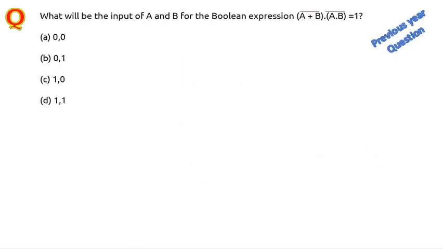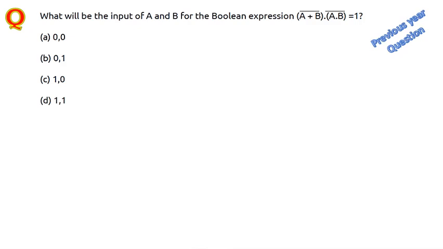The first question here is: what will be the input A and B of the Boolean expression. They have given the Boolean expression. These questions have already been asked in previous year entrance examinations. In this expression there are two methods we can follow. One is simplifying this equation, another is directly substituting the answers. Which one do you feel is better? You can write it in the comments. I will show you both ways.